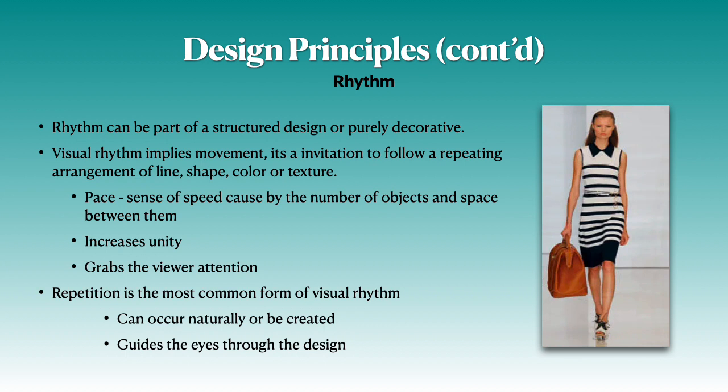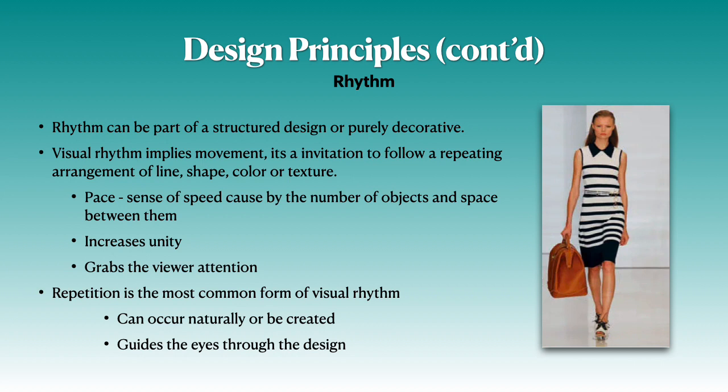So visual rhythm implies movement. It provides an invitation to follow a repeating arrangement of line, shape, color, and texture. So within visual rhythm, you have pace. And pace is a sense of speed caused by the number of objects and the space between them. Visual rhythm also increases unity and it grabs the viewer's attention.